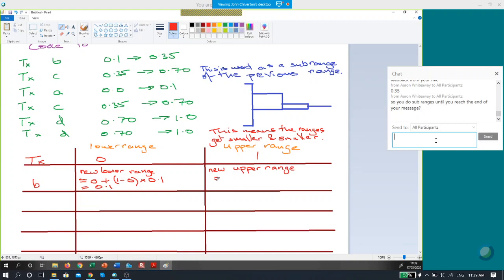Similar idea, okay? So we plug in that lower range value, so that is from over there, and we add, and we got this 1 minus 0 again, times the upper value for symbol B, which is 0.35.